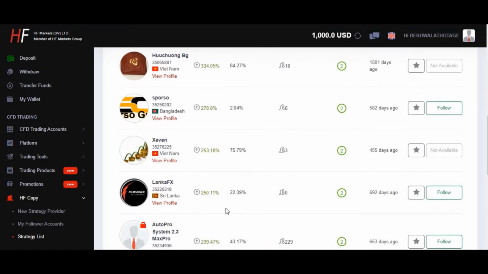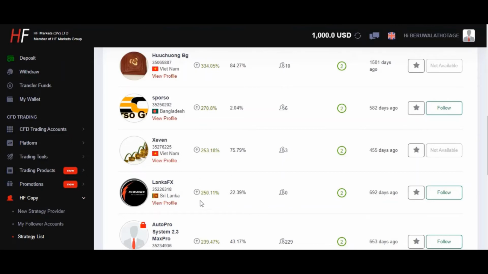So this person is me. This is my account. Actually, this is my strategy provider account. I have almost 250% gain and 22% drawdown. My stability score is 2, and I have been online for more than 692 days, and I have gained more than 250% of my initial investment. Here I don't have any followers, because I had followers, and since I started to change my strategy, I had to leave them, and hopefully new followers will join me.